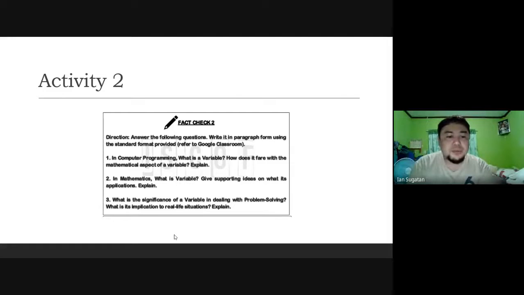Number 2, in mathematics, what is a variable? So you're going to give ideas on what is its application, and you have to explain. So mathematics naman siya. And then number 3, what is the significance of a variable in dealing with problem solving? And what is its implication to real life situation? You have to explain it. Okay.